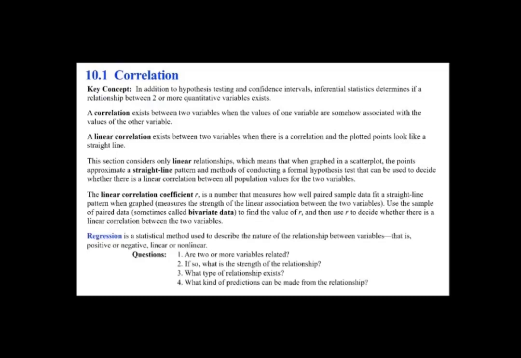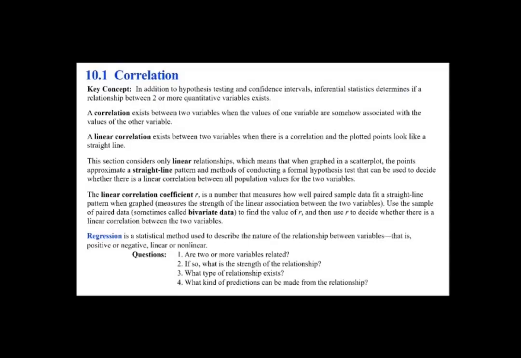Regression is a statistical method used to describe the nature of the relationship between variables, that is, positive or negative, linear or nonlinear. Questions: Are two or more variables related? If so, what is the strength of the relationship? What type of relationship exists? And what kind of predictions can be made from the relationship?